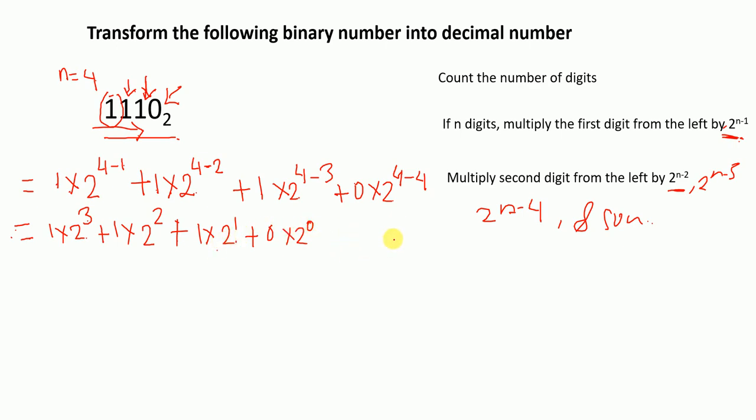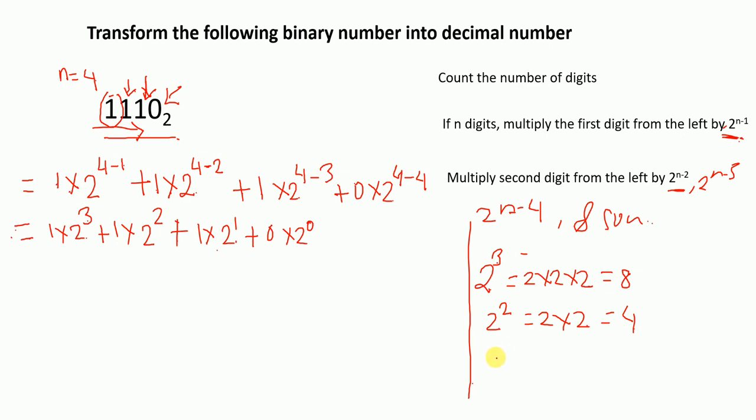And then, guys, you know, when we have the power form, 2 to the power 3 means 2 multiplied by 2 multiplied by 2, three times, which is 8. 2 to the power 2 means 2 multiplied by 2, which is 4. And 2 to the power 1 is 2. And 2 to the power 0 is 1.